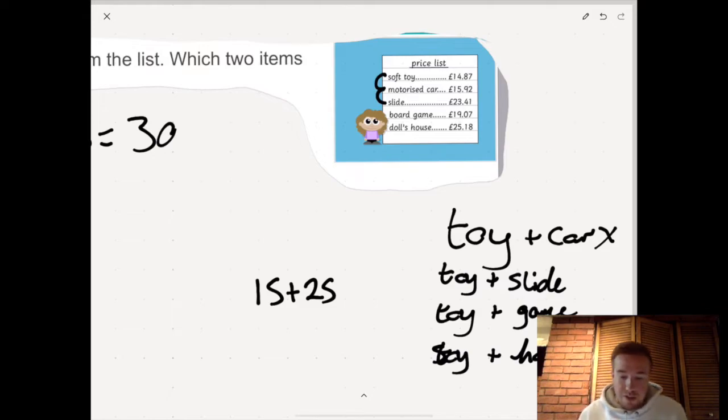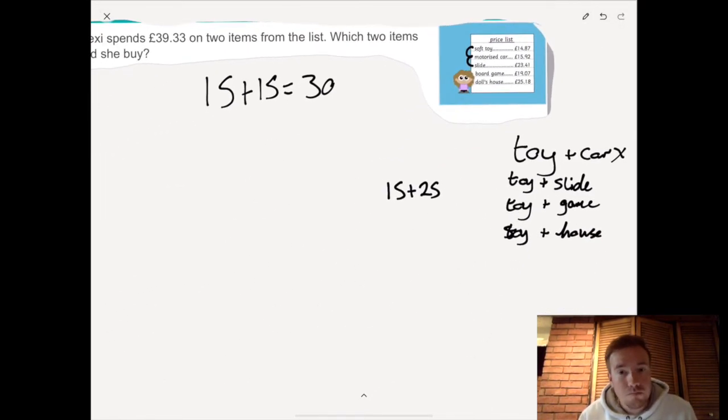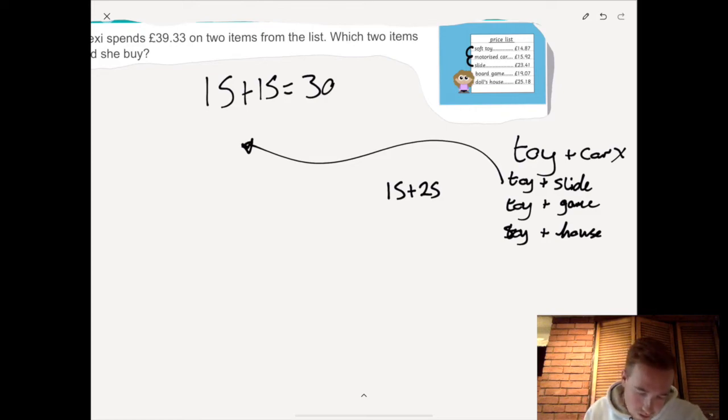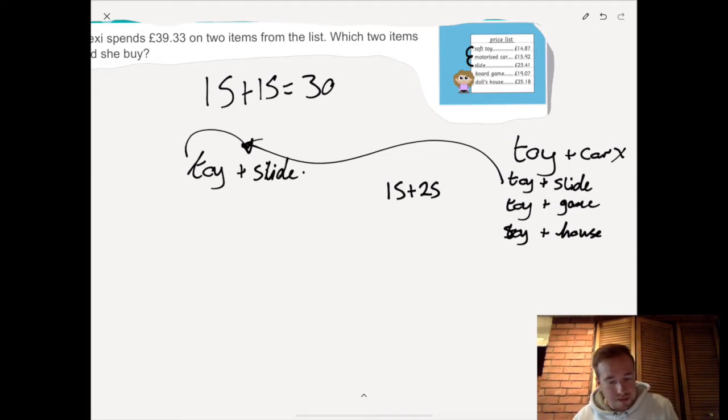So there's nothing there that I've actually needed to try and add together. Nothing at all. They've all come out too big. Okay, I think. Am I right with that? Toy and slide might be worth a look actually. Yeah, toy and slide. I've put it here, but I'm actually going to add that just to check. Okay, so that's the first one that I'm going to try out in a second.